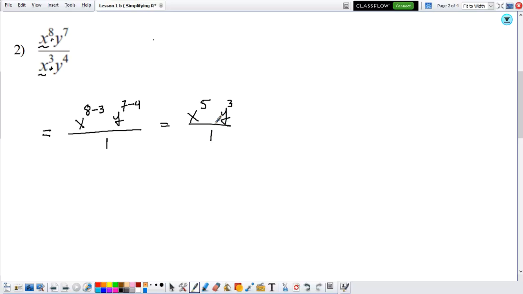Over 1. But you don't really have to rewrite that over 1, so this is just x to the 5th, y to the 3rd. Notice that both the exponents are positive, so we're good. So this is our final answer: x to the 5th times y to the 3rd.